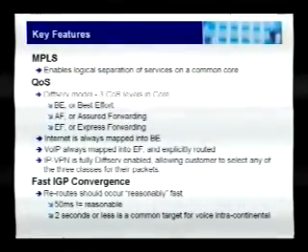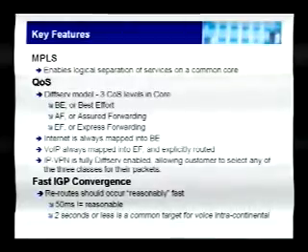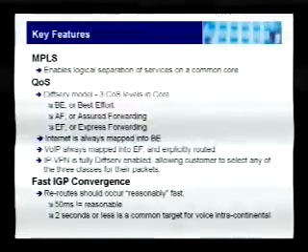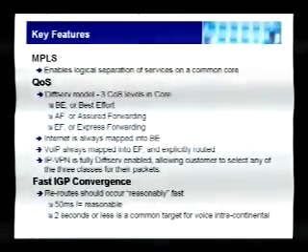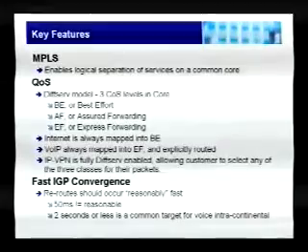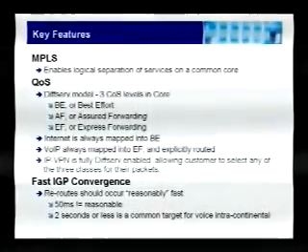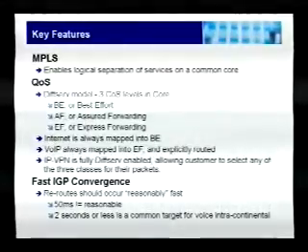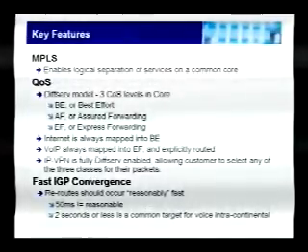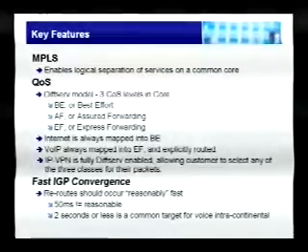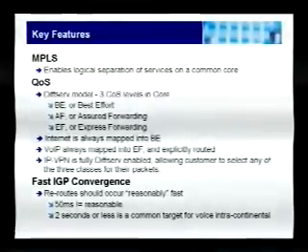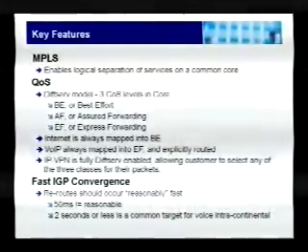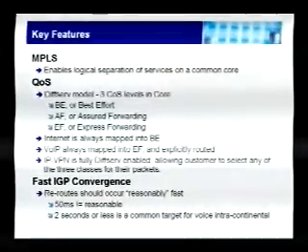Another very important feature to consider in your multi-service core is fast IGP convergence. And reroutes should occur reasonably fast. And please note that this doesn't necessarily imply the use of the MPLS fast reroute capability. We don't need to have 50 millisecond reroute just because they thought that was a good number to use for SONET. 2 seconds or less is a pretty common target for inside a continent. Our network runs a little less than a second in most cases for intracontinental, and 2 seconds or less for intercontinental.